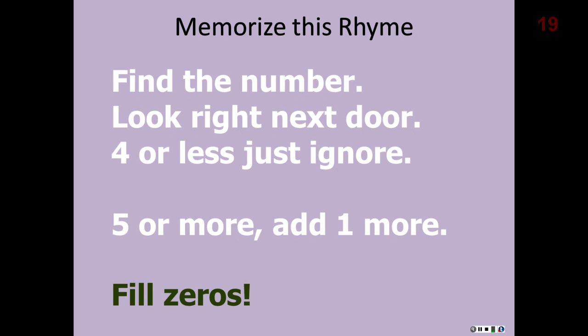Find the number. Hello? The number. Look right next door. 4 or less. Just ignore. 5 or more. Add 1 more. Fill zeros. Okay, let's do it one more time. You guys sound kind of good. Well, yeah, we could probably get a little choir going on. Okay. Find the number. Look right next door. 4 or less. Just ignore. 5 or more. Add 1 more. Fill zeros. Okay, now let me show you how to use this strategy.